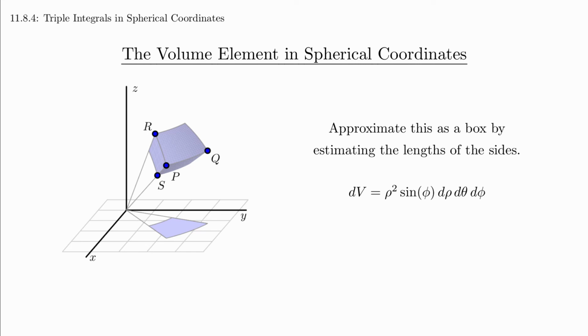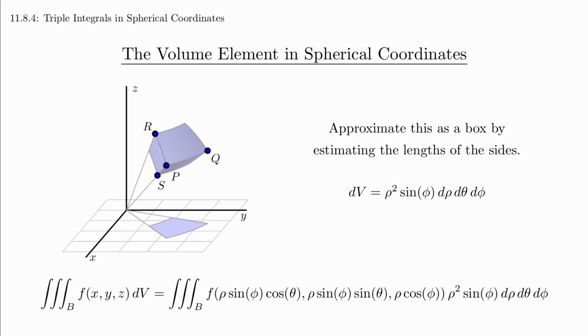Even if you don't fully understand the derivation of the volume element, once you have it, you should know what you need to do with it. We can just make the substitutions from rectangular to spherical coordinates and plug in the volume element to get the triple integral for spherical coordinates. The formula looks long, but that's because it explicitly contains all of the substitutions. The good news is that setting up the integral is exactly the same as before.